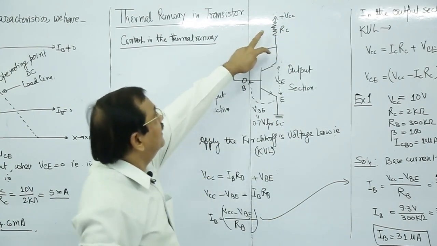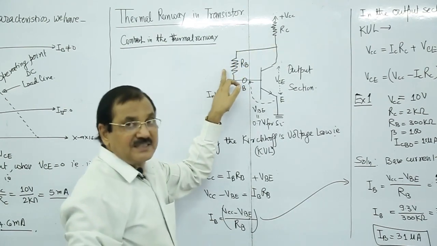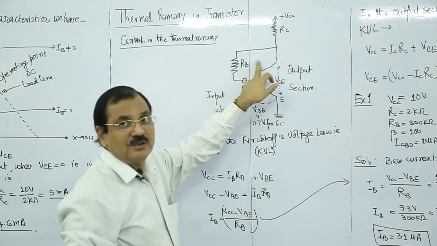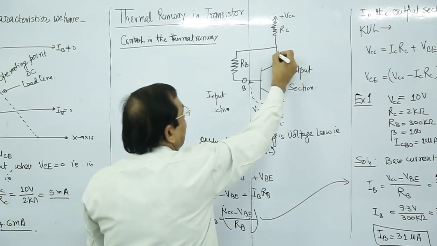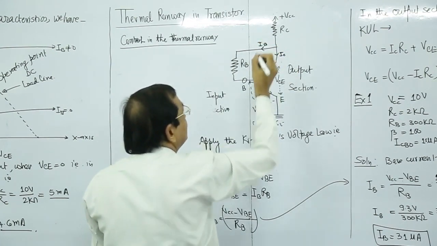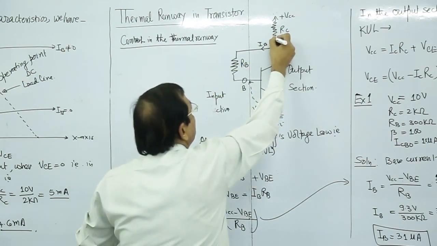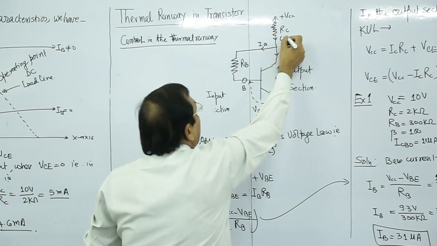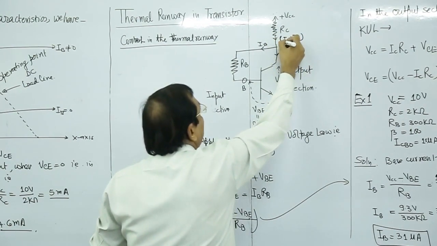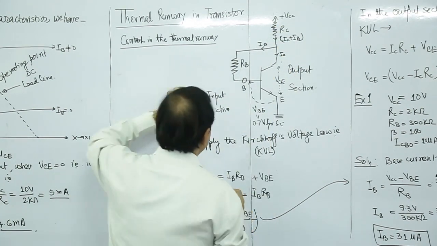So if we attach this resistance RC with RB in this way, not with the source but in the collector, what will happen? Here the current will be IC and this current is IB. In the resistance RC, the current IB plus IC is flowing, and this part goes on as it is.